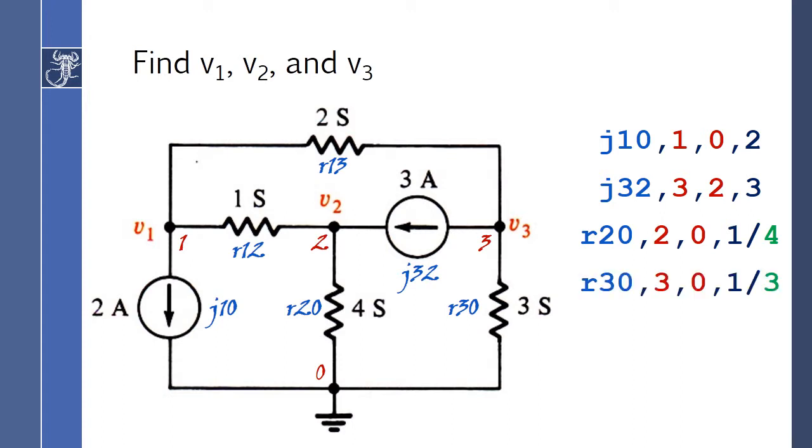So for R30, it's between 3 and 0, and its value is 1 over 3, because the value is 3 Siemens. For R13, it's between 1 and 3, the value is 1 over 2, and for R12, between 1 and 2, the value is 1. I just put 1 because 1 over 1 is 1, and you could put 1 over 1, but same thing.